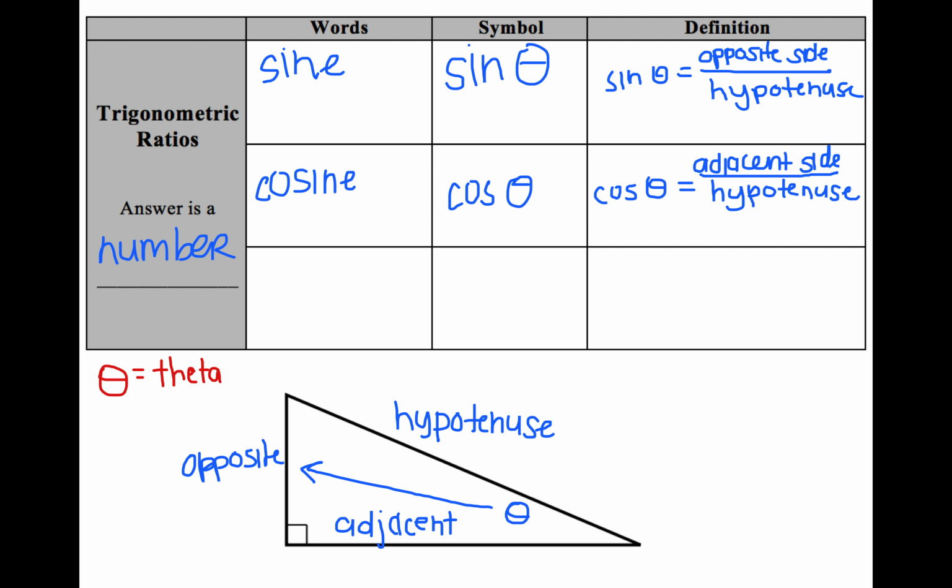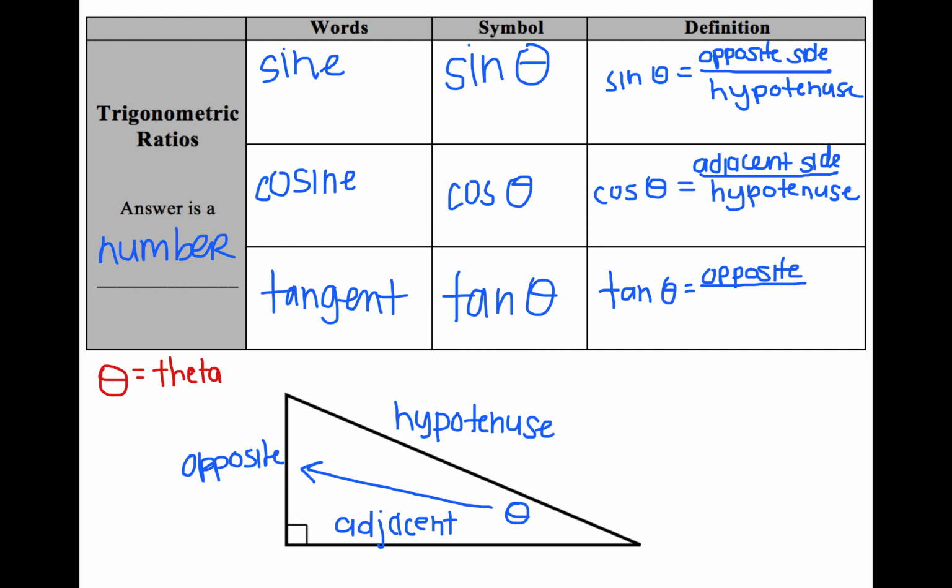Our last one that we have is the tangent. We write it as tan theta. So this is saying the tangent of theta, some angle. And our definition is tan theta is the opposite side divided by the adjacent side.